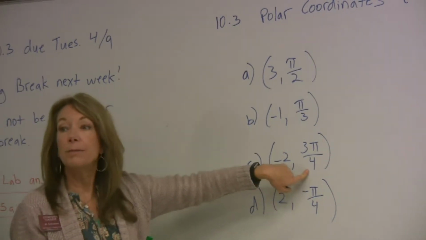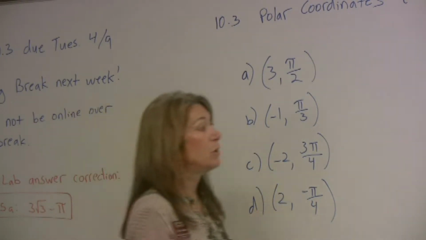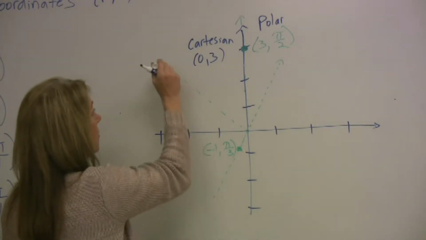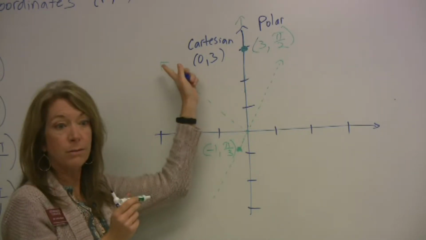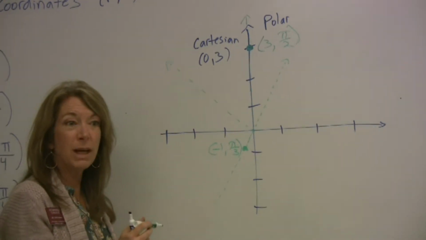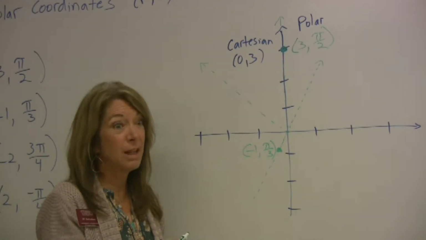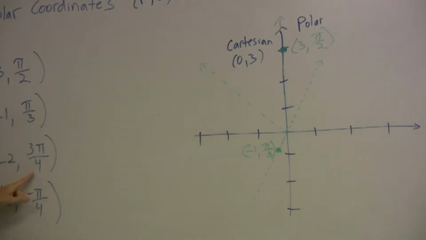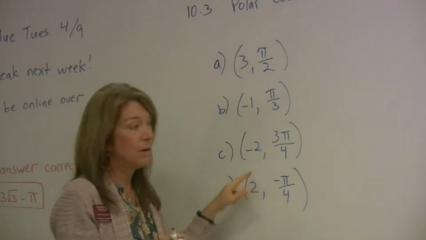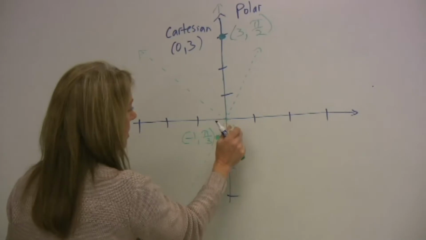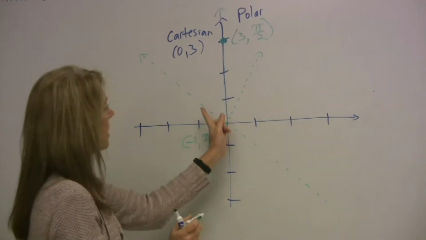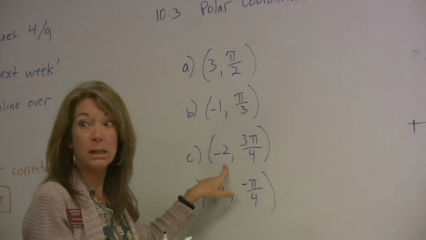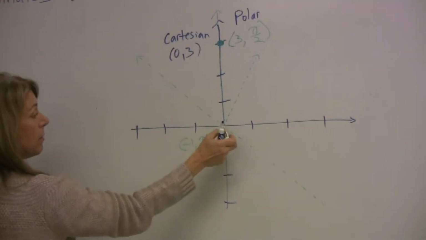3 pi over 4. 135 degrees. You said 135? Yes. So that's over here, looking this way, right through the middle. Here's 3 pi over 4. Remember I said when we get to chapter 10, you need to know your trig? Here we are. If this is 3 pi over 4, but because this is negative, I need to go backwards again, so I continue this line down here. And instead of moving this direction, I'm going to move 2 steps behind me. So if I'm looking here, I'm going to go 2 back.